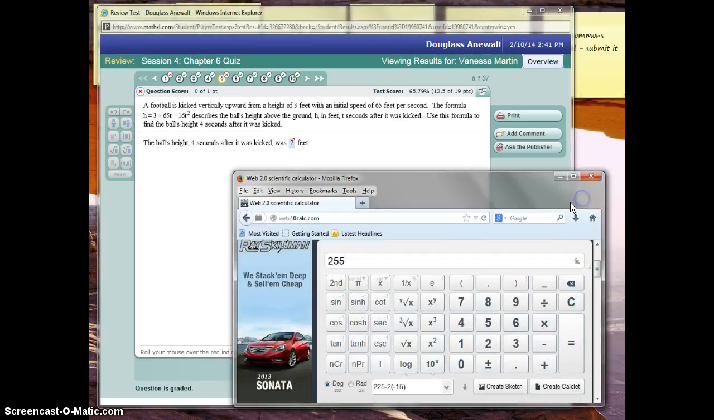So if you plug in a 4 for T there, so 3 plus 65 times 4, 4 seconds have gone by, minus 16 times 4 squared. 4 times 4 is going to be 16 here. We'll let the calculator do all that number crunching. You get 7. So when 4 seconds have gone by, the ball is 7 feet in the air.